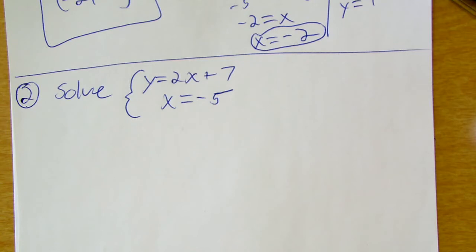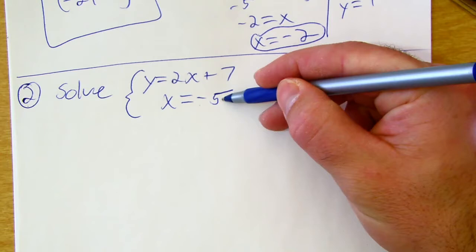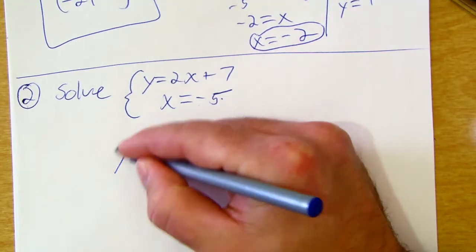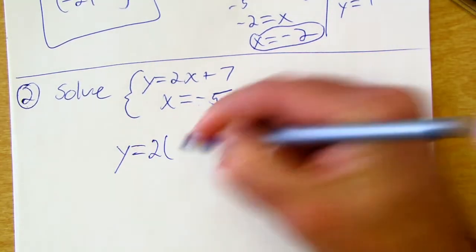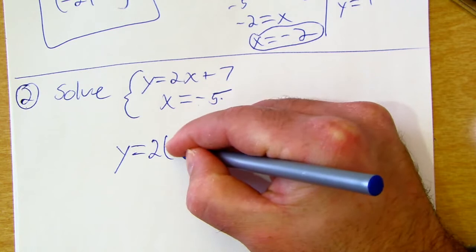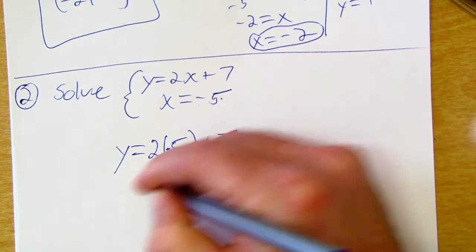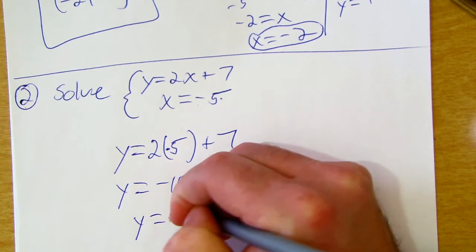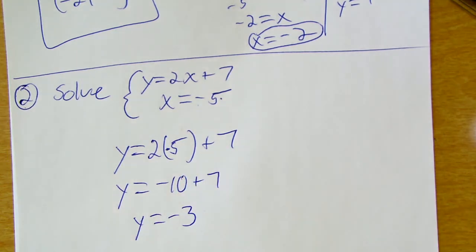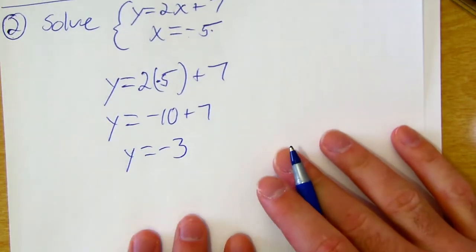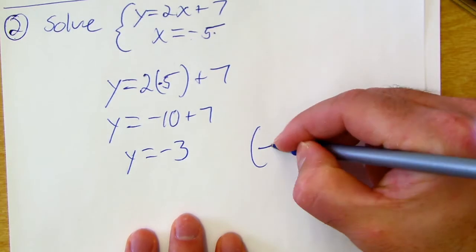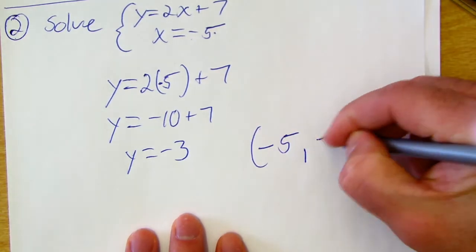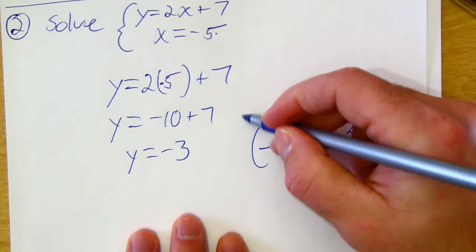All right, so next up we got y equals 2x plus 7 and x equals negative 5. So we already solved for x here. x is equal to negative 5. So you just got to figure out y, which is 2 times x, negative 5, plus 7. So that means y equals negative 10 plus 7. So y equals negative 3 is what y equals. So that means your final answer is negative 5, comma, negative 3.